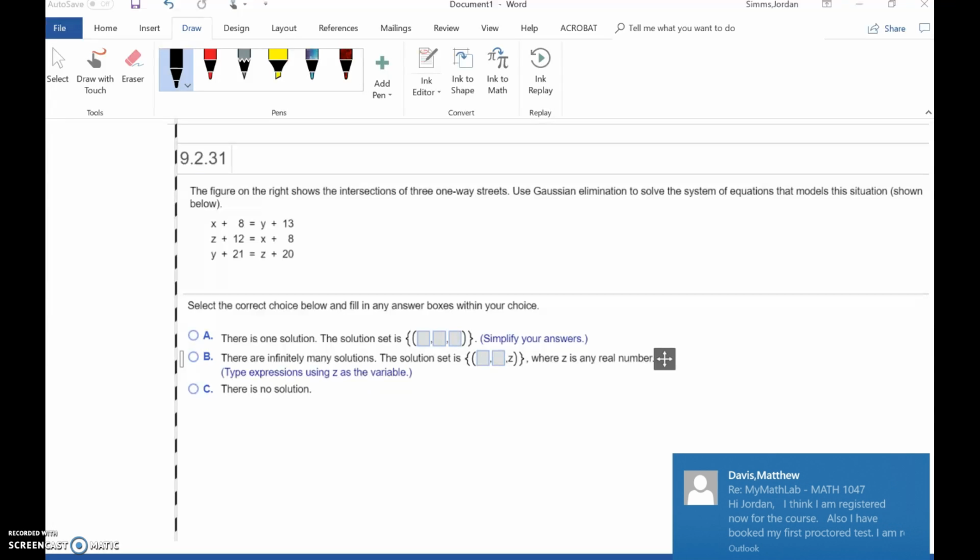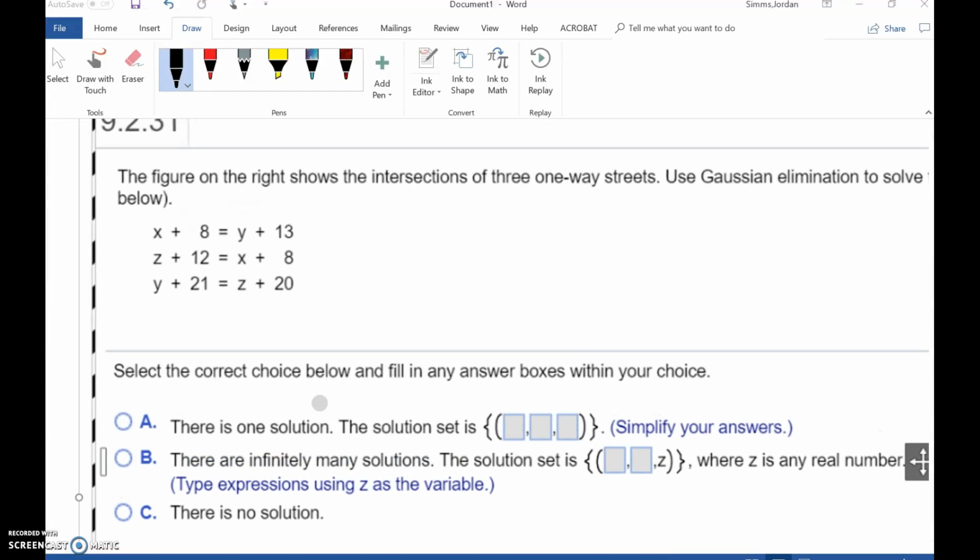Hey, Maddie. We got a fair bit of information here, but basically what you have to do, take all this information and just make a matrix out of it. But remember, the idea here is that we got to put all of our x's in one column, all of our y's, all of our z's, and then our solutions, basically. So set it up like that.